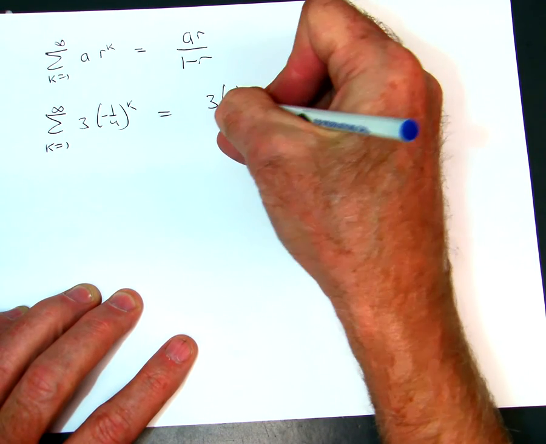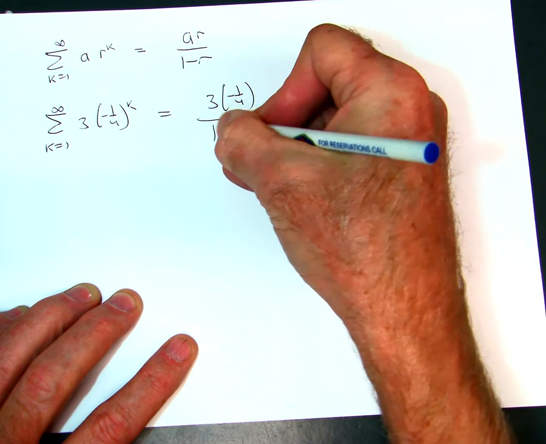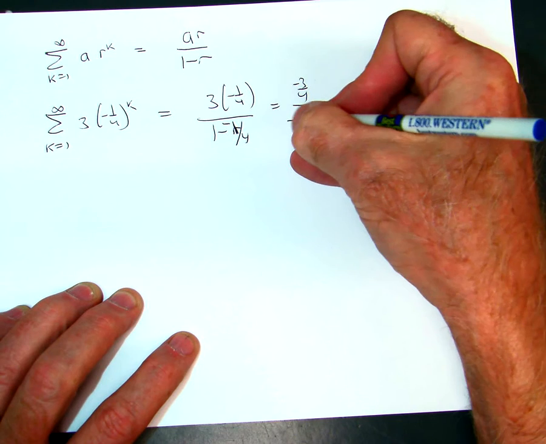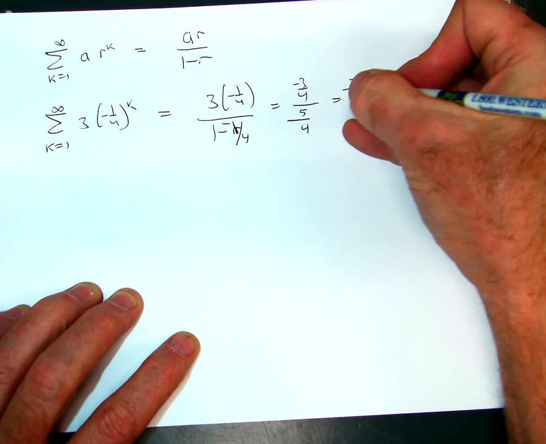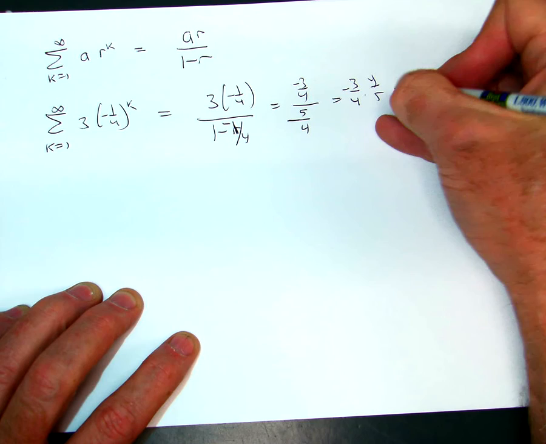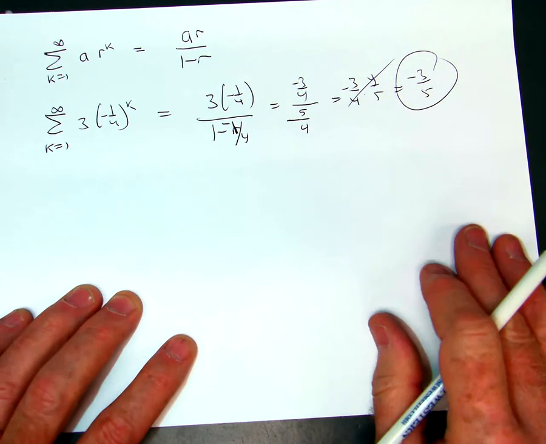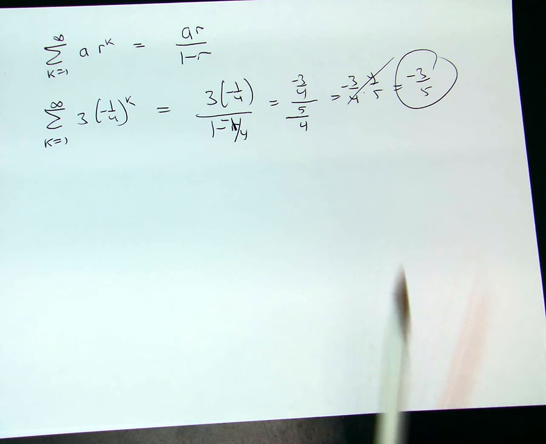That's going to be 3 times minus 1/4 over 1 minus r. I'm sorry, 1 minus minus 1/4. So we get minus 3/4 over plus 5/4. It's minus 3/4 times 4/5, minus 3/5 when we're done, because those cancel. Again, another way to do the problem. You can do it either way. Okay, that's it. I'm going to do another video with the solution to the daily quiz.